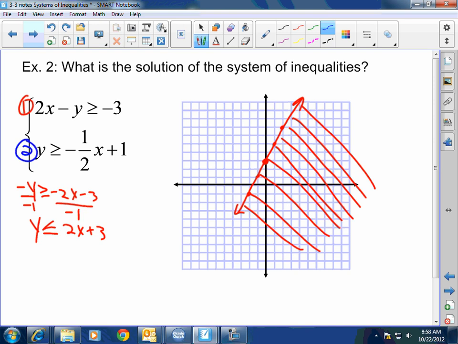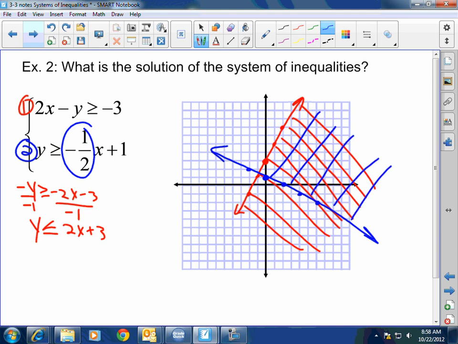It's already set up for us. Y-intercept is 1. My slope is down 1 over 2. So down 1 over 1, 2. Let's go backwards. Up 1 over 1, 2. And that is a greater than or equal to, so it is going to be solid. And I'm going to shade above.